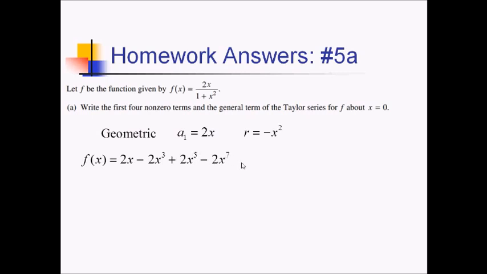And then for the general term, we're alternating, so we're going to have a negative 1 to the n power. We're also going to need a 2 no matter what, because that's in every single term. And then we should have, let's see here, an x to the, how about 2n plus 1? That should do it if we're starting with an n value of 0. There we go.